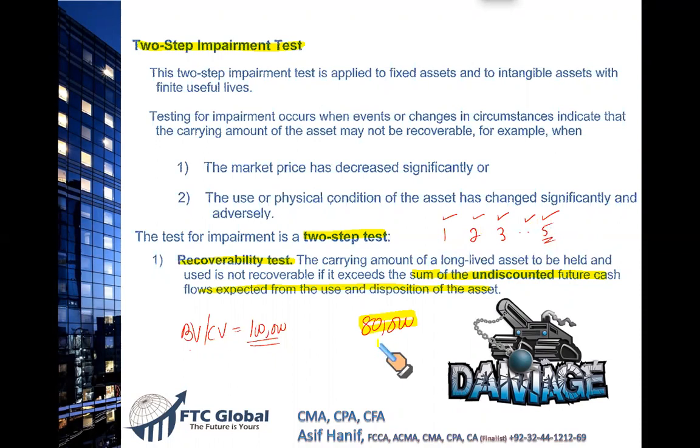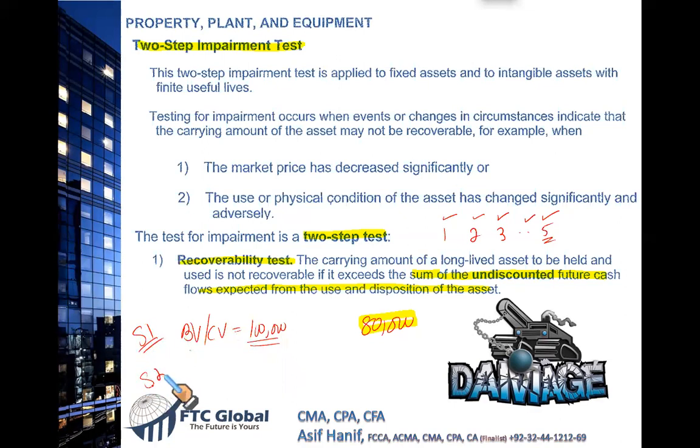Now, this first test tells us that everything is not fine. An asset that we are carrying in our books for $100,000 will get us only 80,000 in the future, just adding all the cash to be received from this asset. The first step test, called the recoverability test, says that everything is not fine: the asset is impaired. Now, what is the next step? The next step is pretty simple. This is step 1, remember, I'm going to write it as S1.